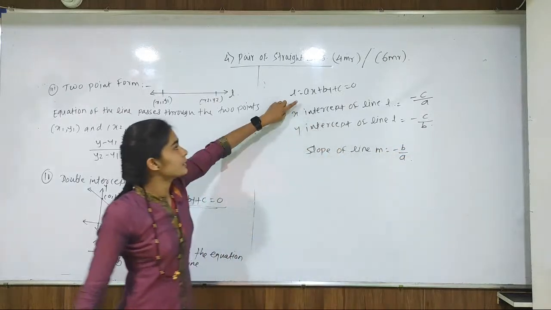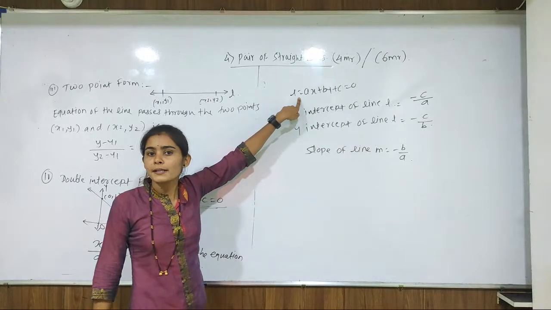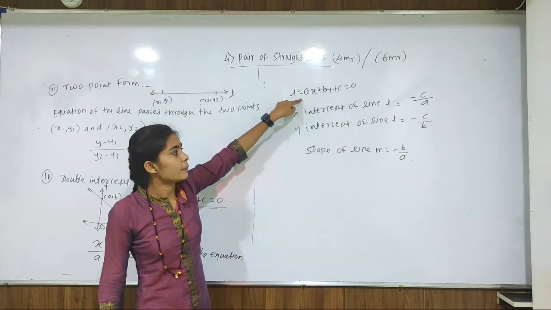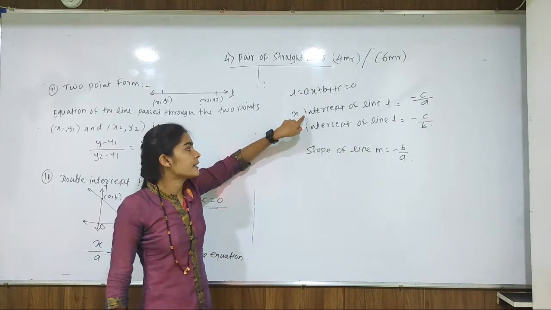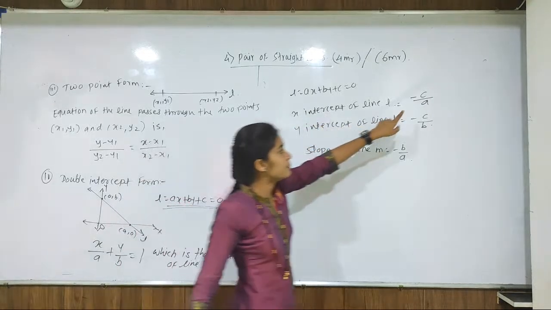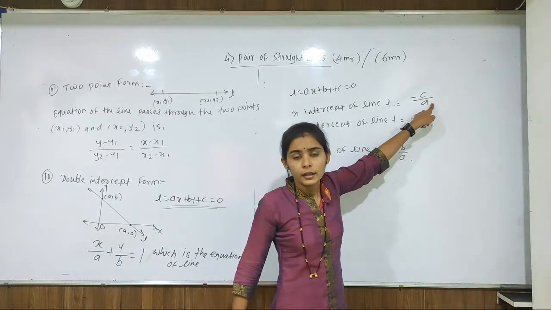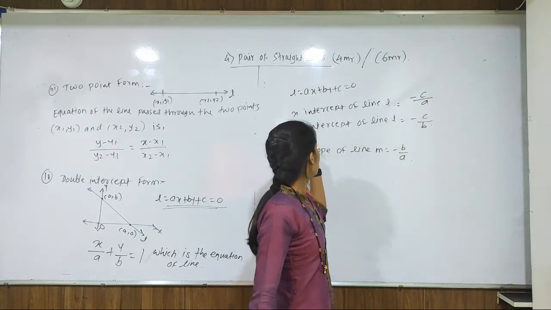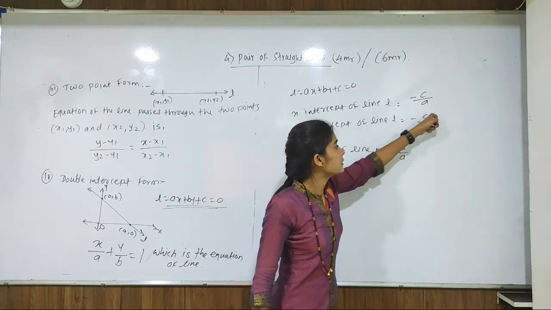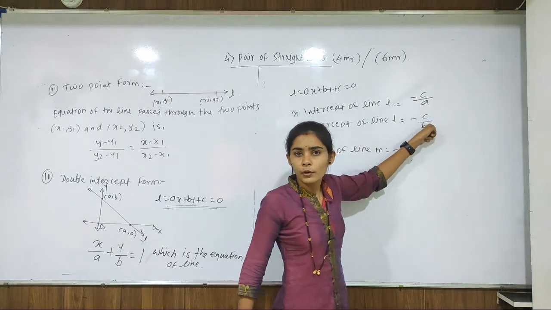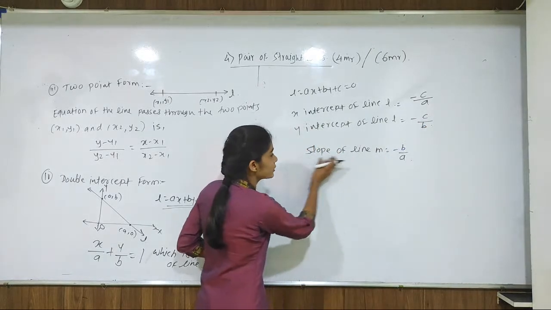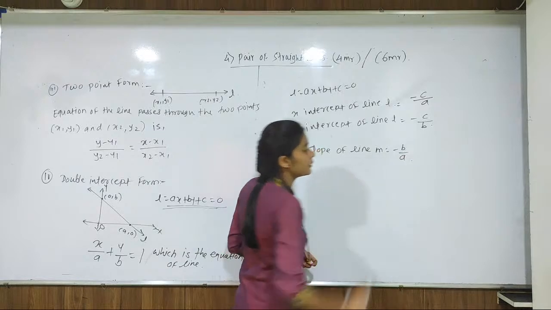If we are given an equation ax plus by plus c is equal to 0 and we have to find the value of the x intercept, then the formula is minus c upon a, that is, constant upon x coefficient. For finding the y intercept it is minus c upon b, constant upon y coefficient. And the slope of the line is equal to minus b upon a.